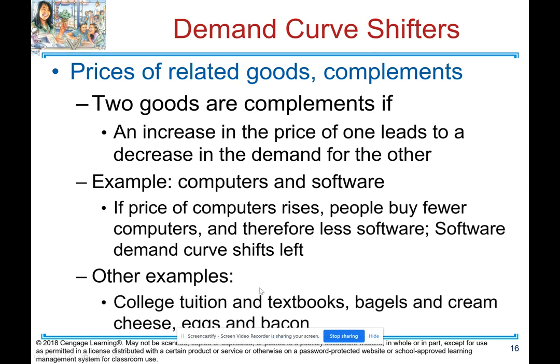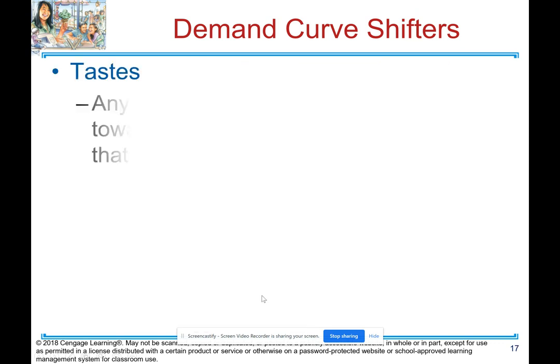Complements. Two goods are complements if an increase in the price of one leads to a decrease in the demand for the other. For example, computers and software. If the price of computers rises, people buy fewer computers and therefore less software. The software demand curve shifts to the left. Other examples include college tuition and textbooks, bagels and cream cheese, eggs and bacon. These are examples of complementary products.